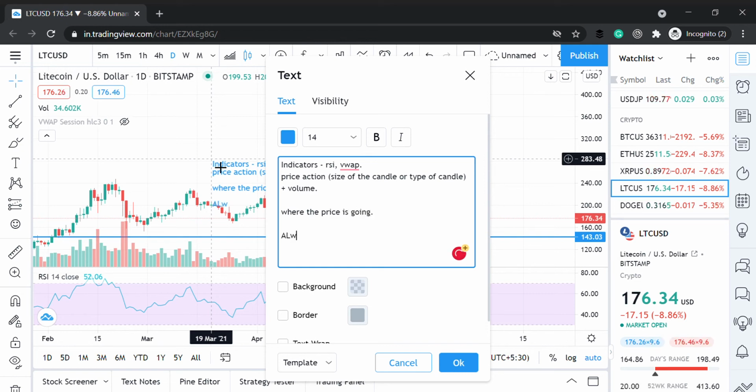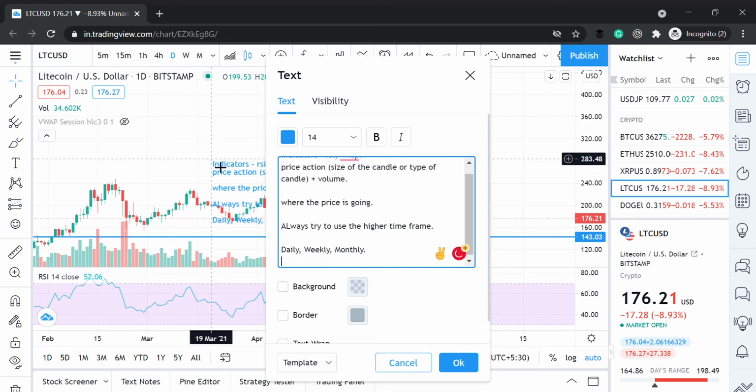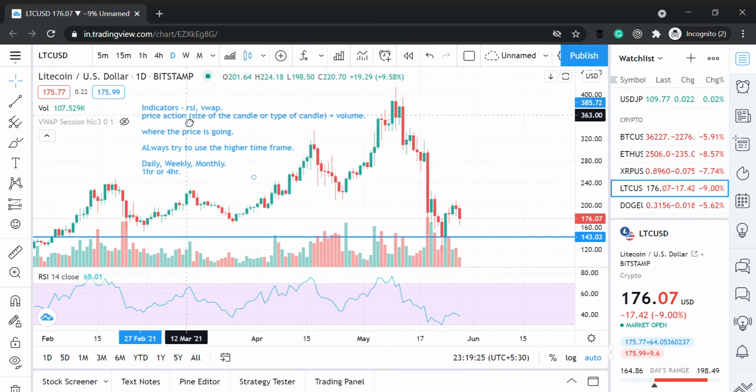And always try to use the higher time frame. So when we say higher time frame, it means daily, weekly, or monthly, or you can use 1 hour chart or maybe 4 hour chart. So that's how you actually educate yourself or plan your trade so that you have more conviction before taking any trade.